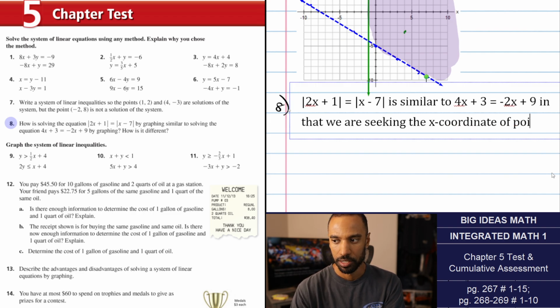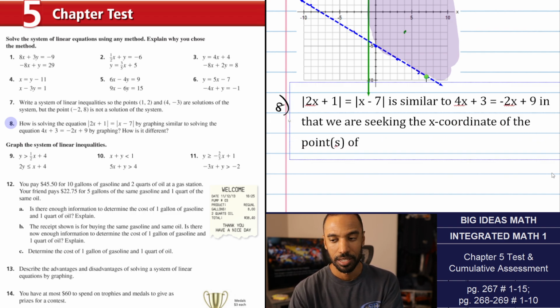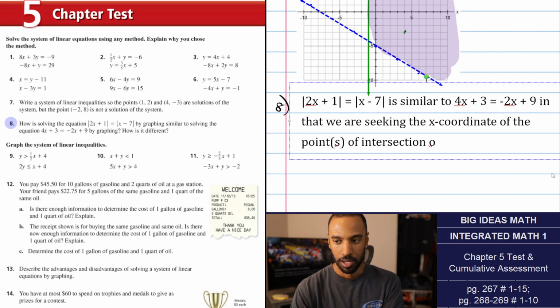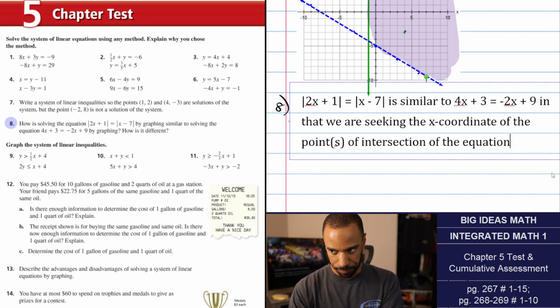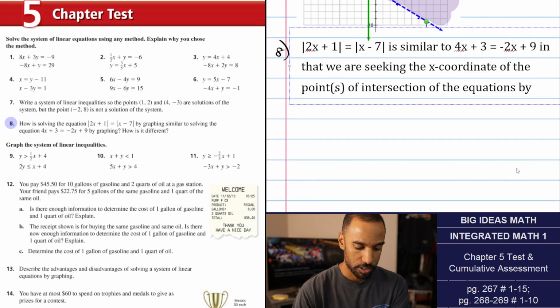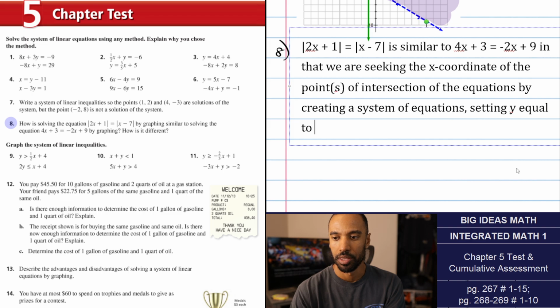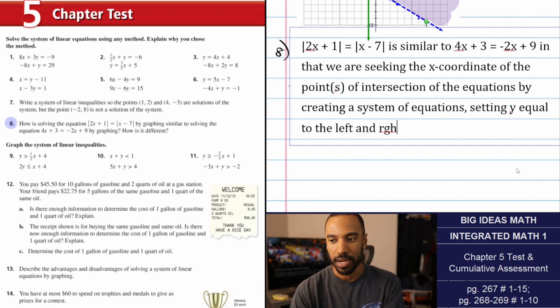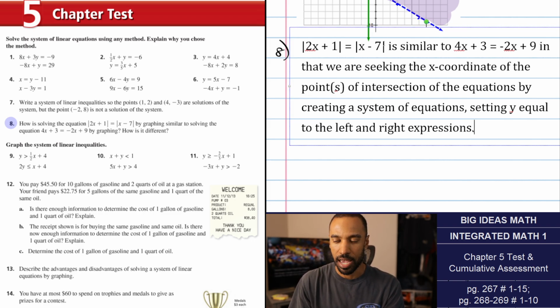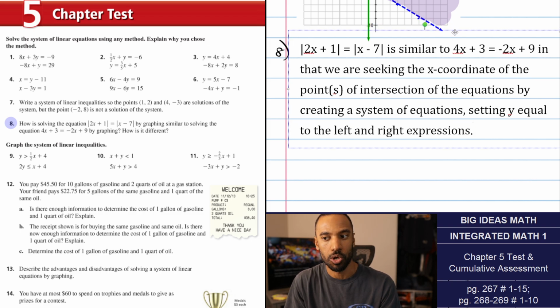because in that, we are seeking the x coordinate of the point or points of intersection of the equations by creating a system of equations, setting y equal to the left and right expressions. So if we're solving by graphing, we create a system of equations. We set y equal to the left side, y equal to the right side, and then we find out where they intersect. But we find the x coordinates.